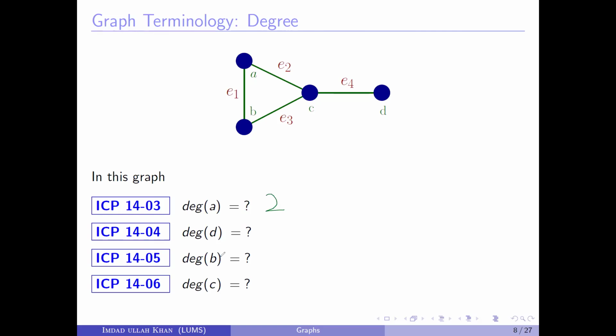Degree of B is also 2. Degree of D is 1. And degree of C is 3, since 3 vertices are incident on C. So its degree is 3.